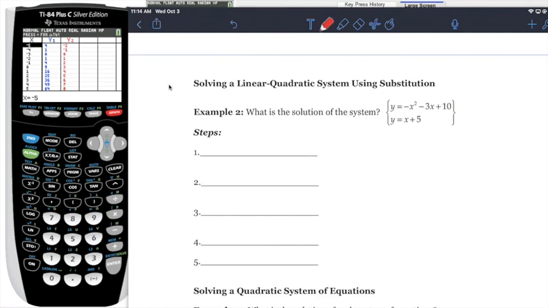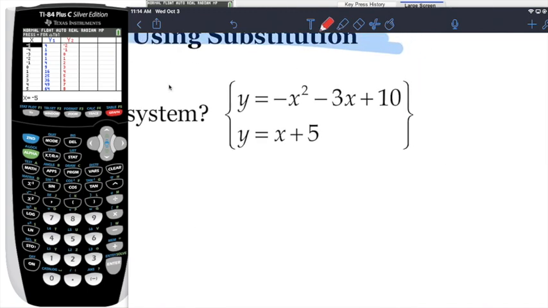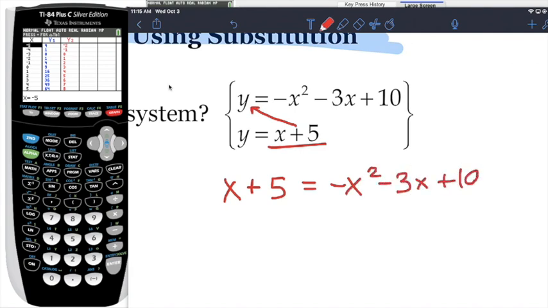Okay, with this next one here, we are going to focus on solving using substitution. So the first thing we're going to do is substitute. Since this equation is equal to y, you're going to substitute that into this other side. So we're going to go x plus 5 equals negative x squared minus 3x and then plus 10.